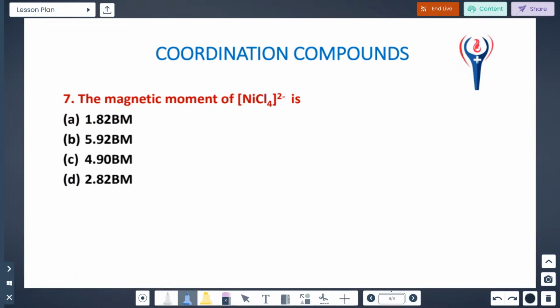Last one: the magnetic moment of NiCl4 2 minus. Simple one. As usual, I told you, find the x value. x minus 4 equals minus 2, so x is equal to plus 2. Always you will get only a plus value, not a minus value, because metals are electropositive in character.